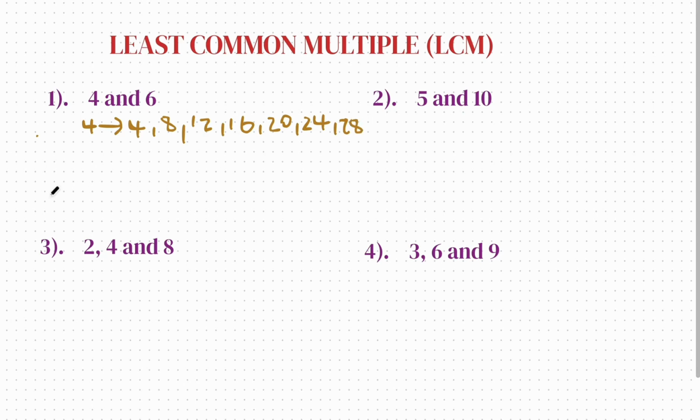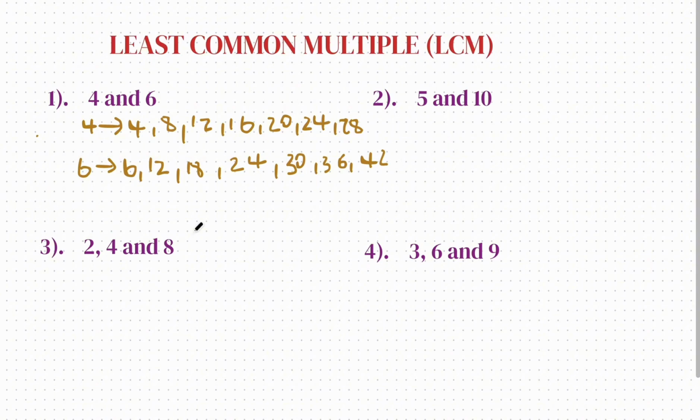Now we're going to list the multiples of 6. So the multiples of 6 would be 6, 12, 18, 24, 30, 36, 42, and I'm going to stop at 42.